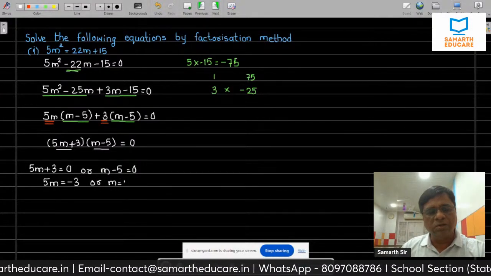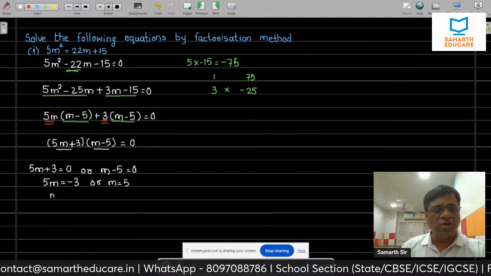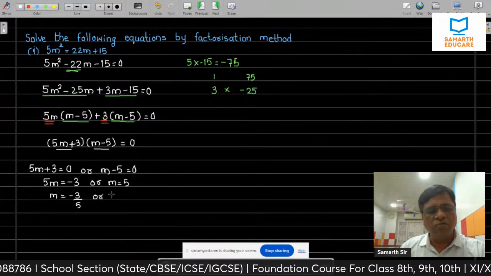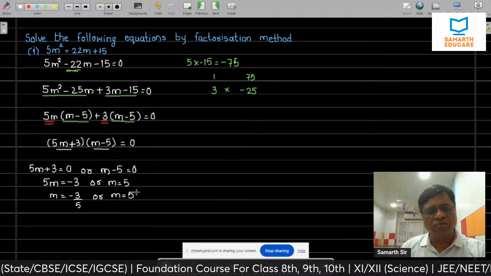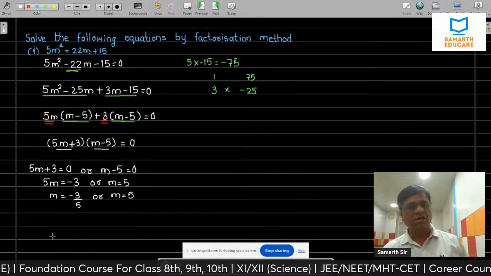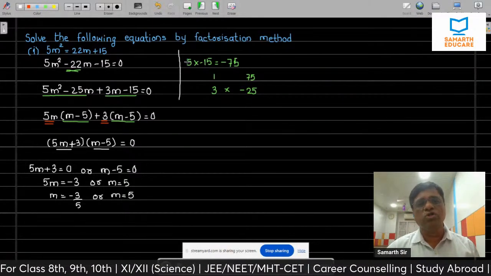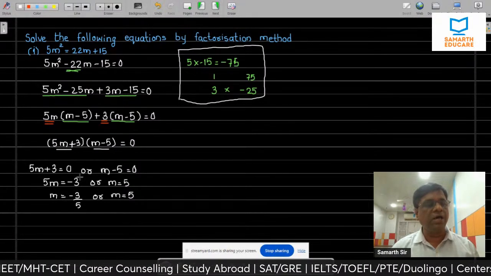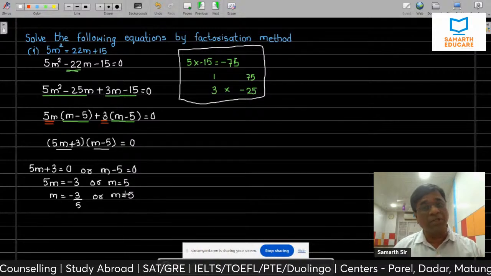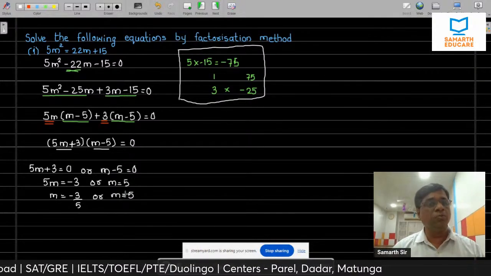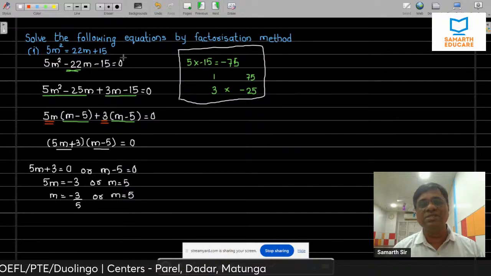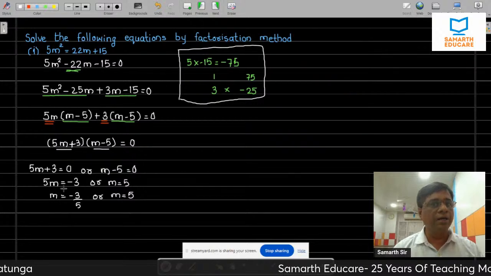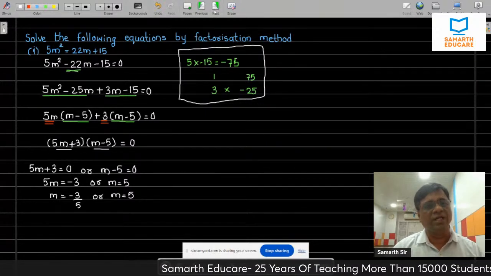That means 5m is equal to minus 3 and m is equal to 5. That means the value of m is minus 3 upon 5, or the value of m is equal to 5. So there are two solutions for this. The important part of this solution is this. And if you remember from the last class, you can check your answer yourself again. To verify, put the value of m as 5 and see whether left hand side equals right hand side, as well as m equal to minus 3/5, and check that it is correct.